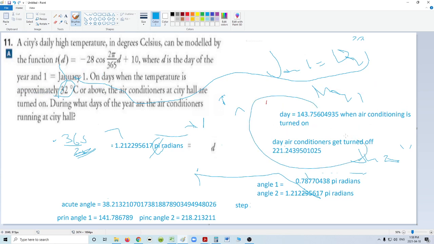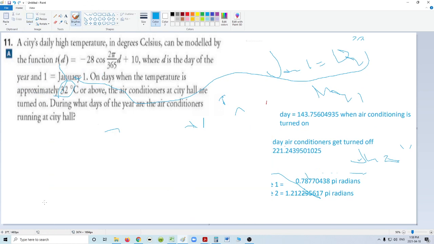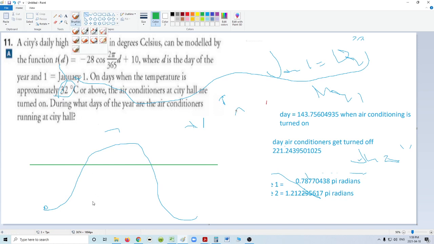And sure enough, if we graph it, we will indeed see a cosine curve that starts way down here, goes up, comes up, and if we were to draw a line y is equal to 32, which is the temperature they're looking for, we'll discover that it indeed crosses the line right here at 143.75, 32, and then again over here at 221.24, 32, and that's because the temperature rises and comes back down.